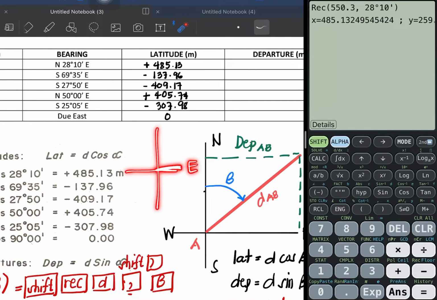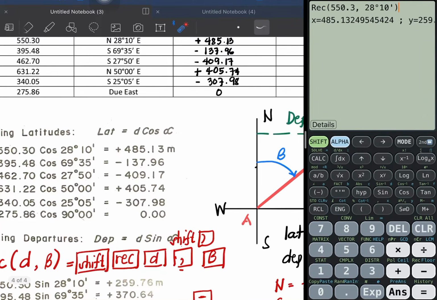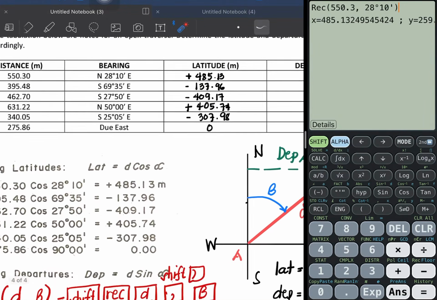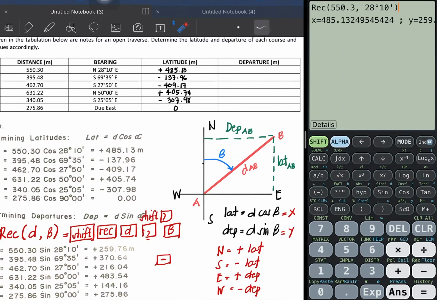That last one is due east. When you draw that, this is your east, so the line just goes to the east. For north or south, that is 0. So for the latitude, 0. For the departure, that is equivalent to the distance.